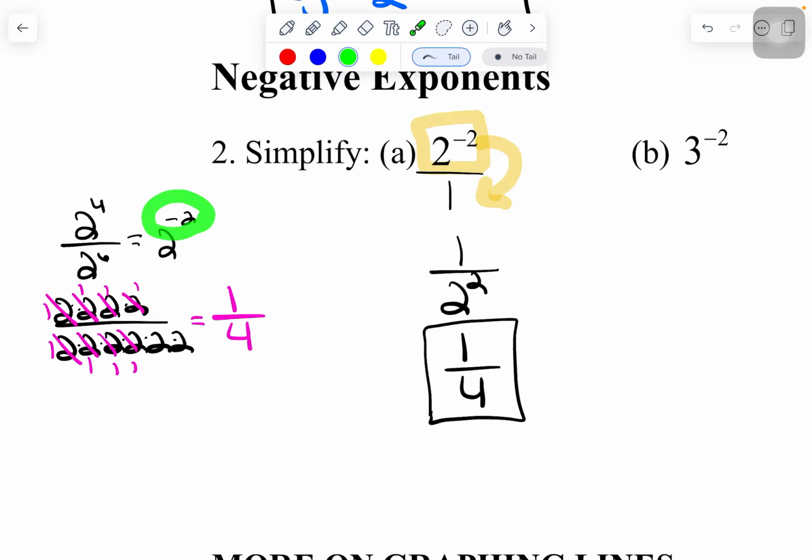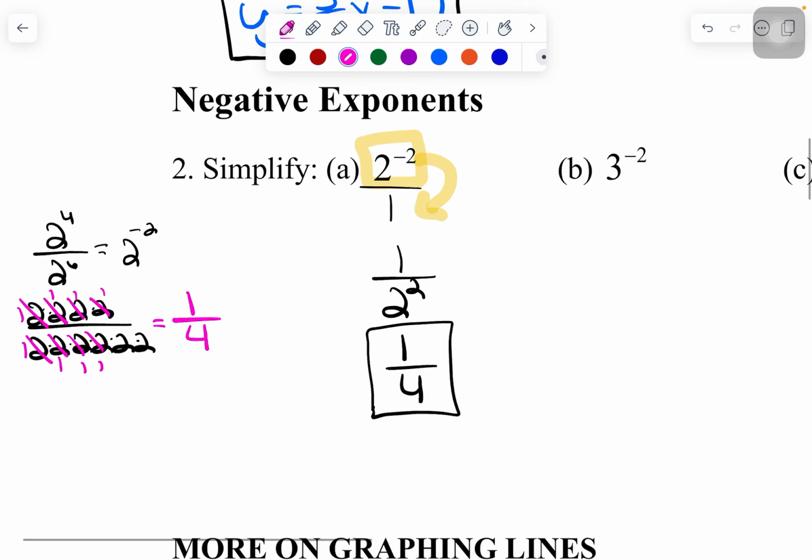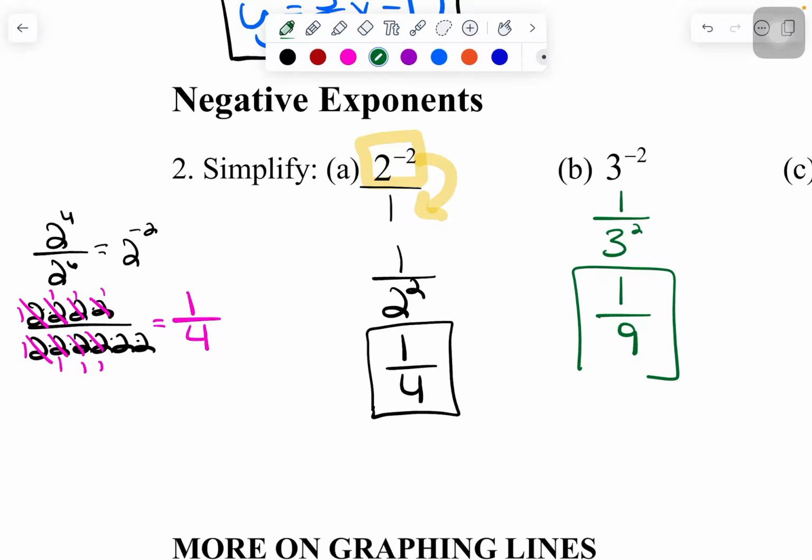So anytime you have a negative exponent, wherever it is negative, if it's in the numerator, we're going to move it to the denominator and make it positive. If it happens to be in the denominator, we can go ahead and move it up to the numerator to make it positive. I can still see part B, so I'm going to leave this work that I have here and move on to part B. Immediately I'm going to rewrite this as a fraction, 1 over 3 to the positive 2. And I know that 3 squared is 9, so 1/9. So 3 to the negative 2 is 1/9.